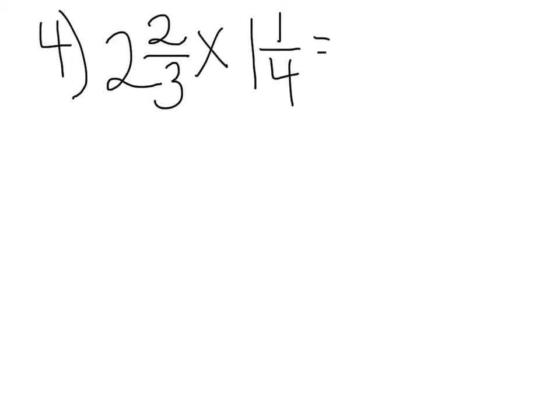Okay, number 4, 2 and 2/3 times 1 and 1/4. When we multiply mixed numbers, the first thing you always want to do is change them to improper fractions. So 2 and 2/3, 3 times 2 is 6, plus 2 is 8, so we have 8/3 times 1 and 1/4, which 4 times 1 is 4, plus 1 is 5, so we have 5/4.